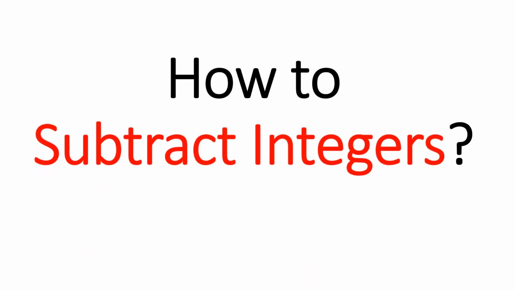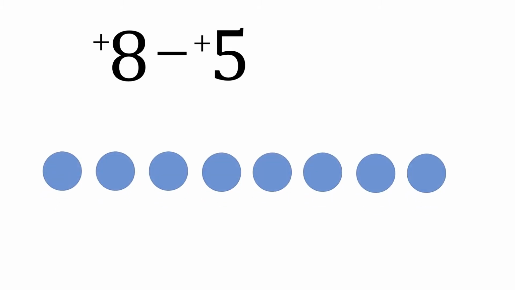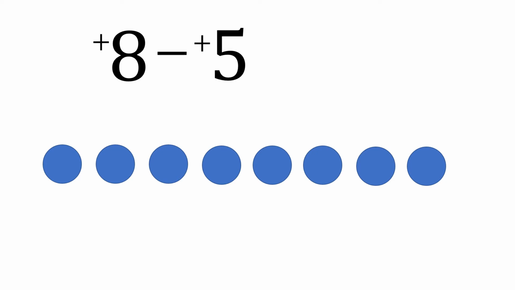How to subtract integers. Let's say we have positive 8 subtracted by positive 5. So we have 8 positives representing positive 8, and minus, or subtracting, means to remove or take away. So we will remove 5 positives from positive 8.